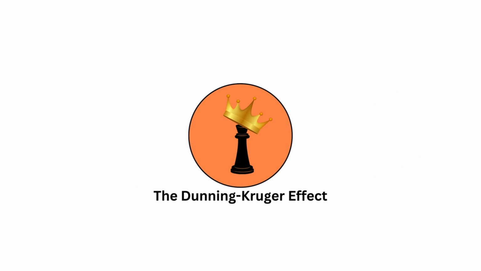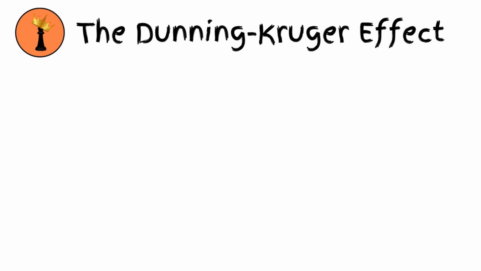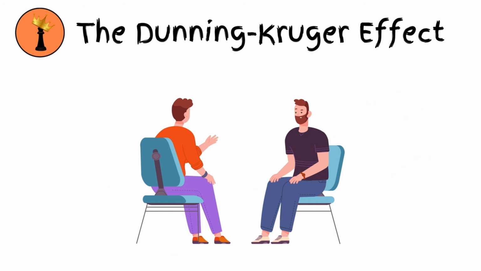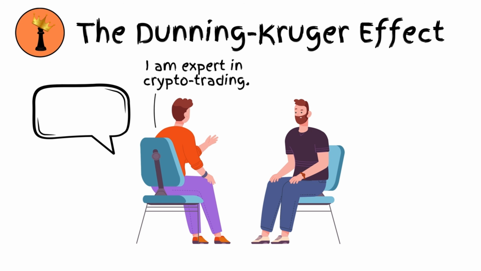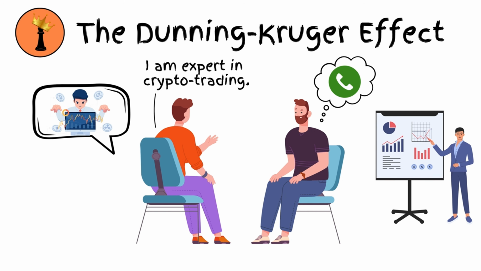The Dunning-Kruger effect. The Dunning-Kruger effect describes how people with less knowledge or skill often overestimate their abilities. It's like reading a few investment books and thinking you're an expert. To avoid this, consult with experts, especially when it comes to making important decisions.